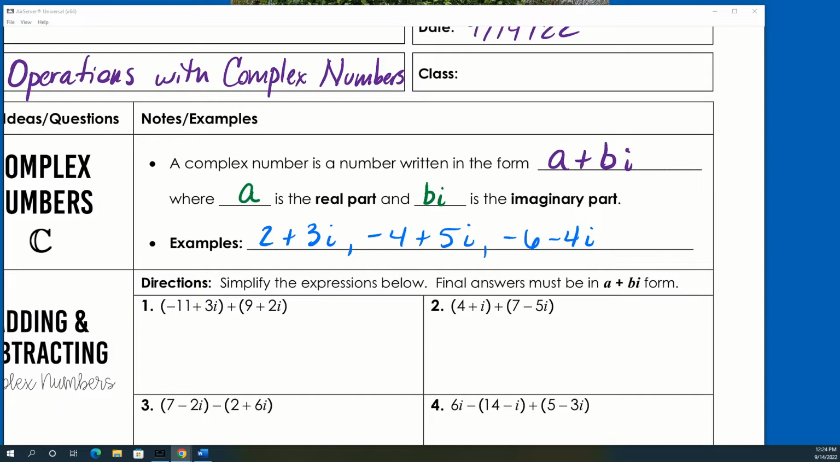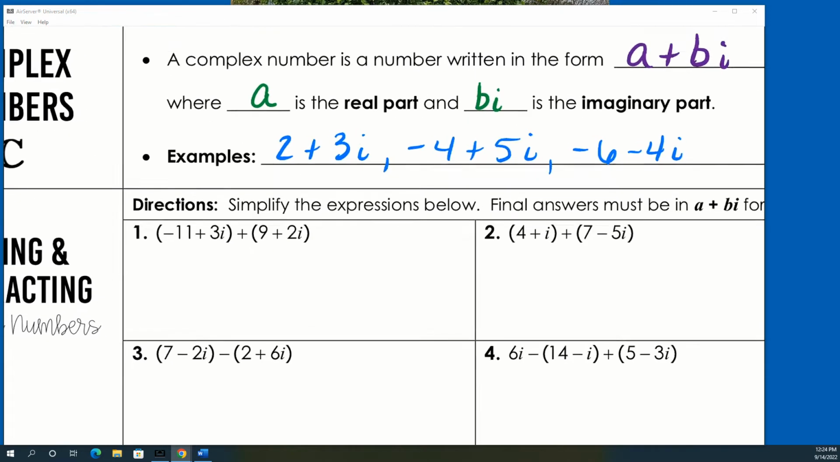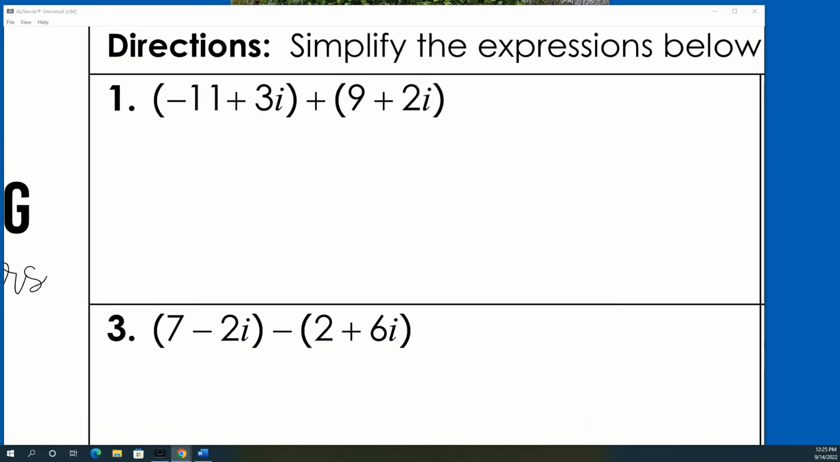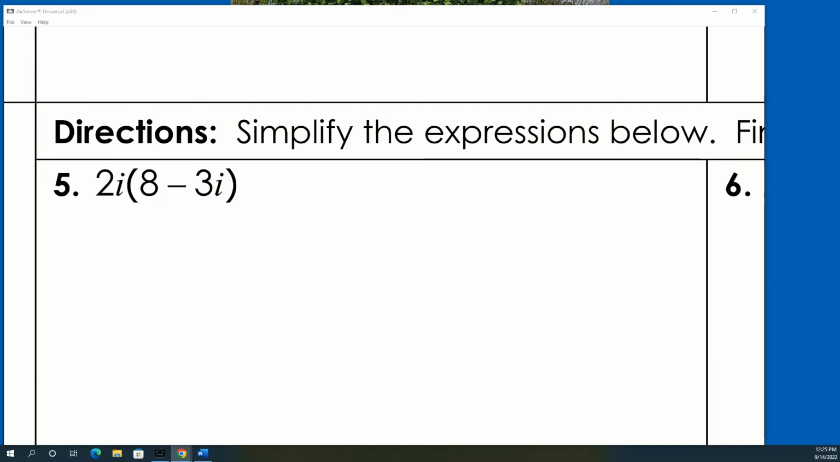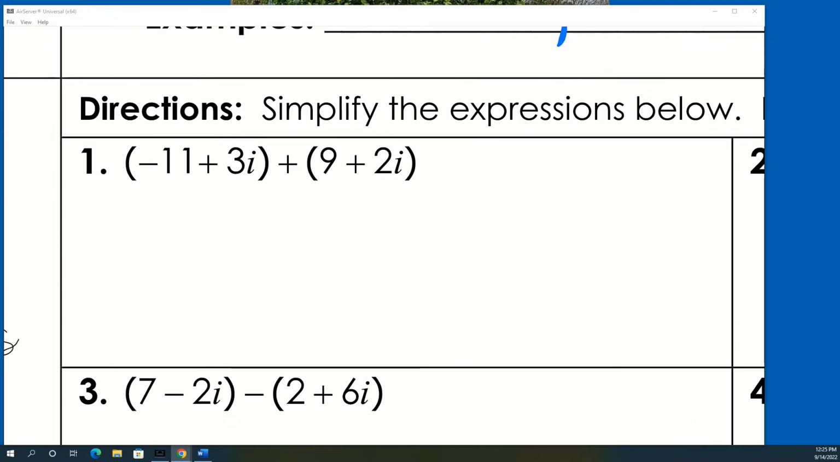Okay, so the three operations we're going to do with complex numbers are add, subtract, and multiply them. So I didn't realize this until after my last class was doing their assignment. But whenever there's addition or subtraction between the parentheses, you don't multiply. So we are going to do some multiplying ones once we get down to number 5. But these top 4 are addition or subtraction. And we're just going to add or subtract like terms basically. So we're going to add or subtract the real parts and add or subtract the imaginary parts.